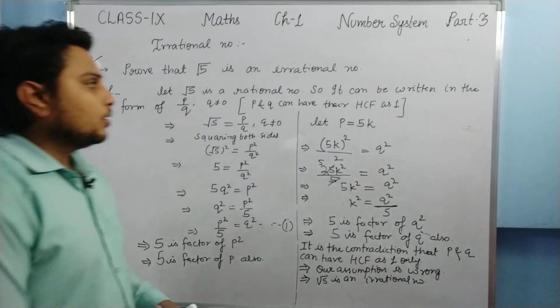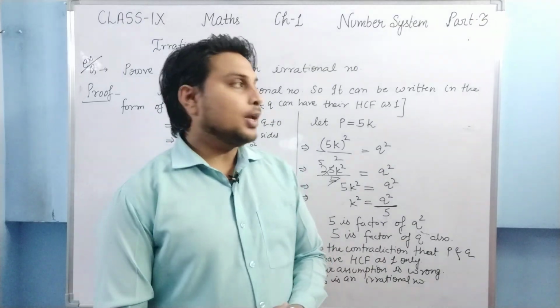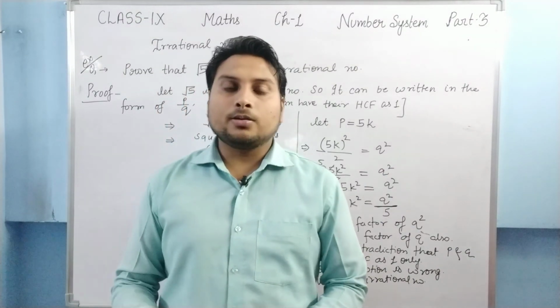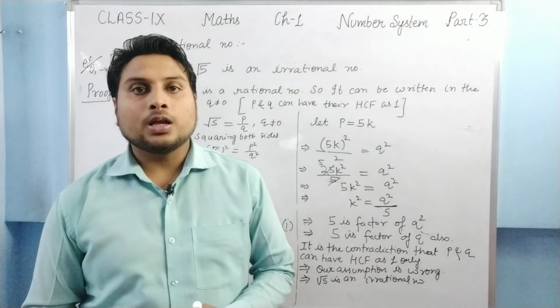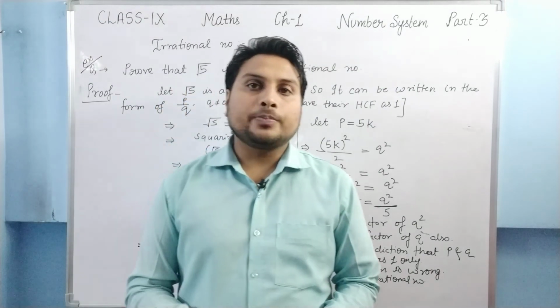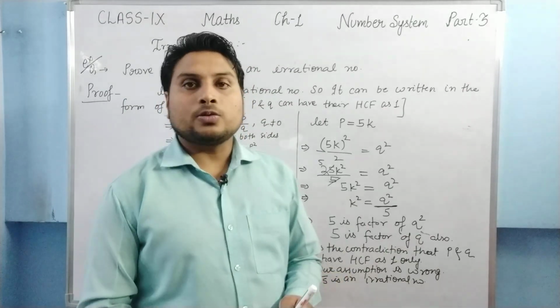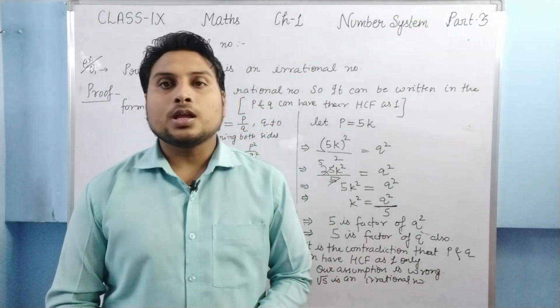So students, in the next part we will see how we can represent numbers like under root 2, under root 3, under root 5 on the number line. Till then, if you have not seen the previous parts, just watch part 1, part 2 and this part 3 also. Then we'll meet in the next part.